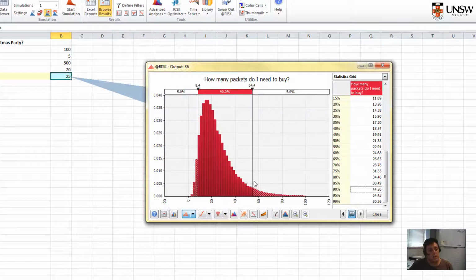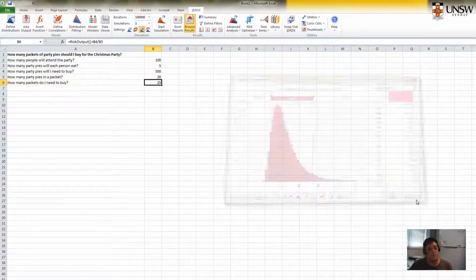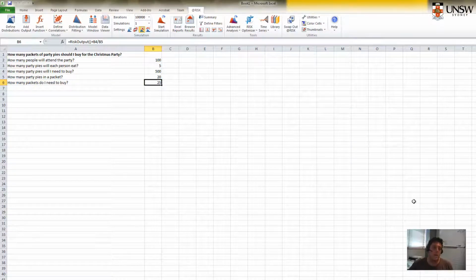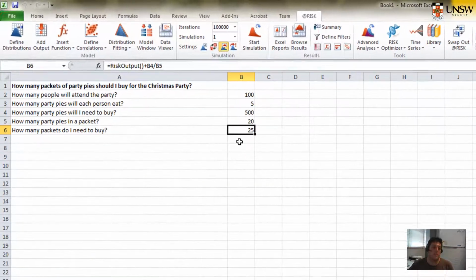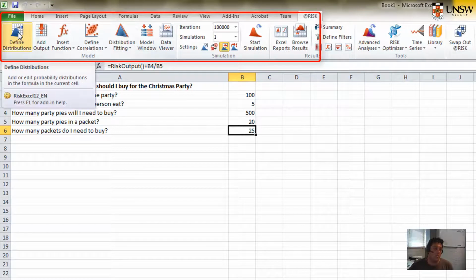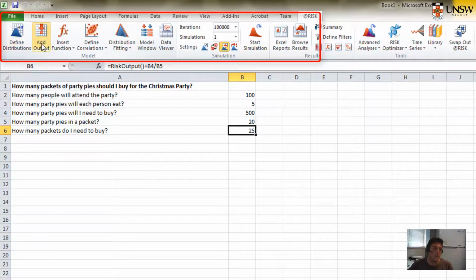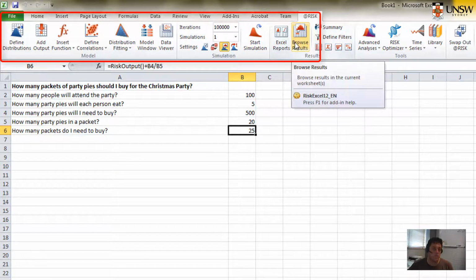So that's a Monte Carlo simulation. That's how we can run it using @RISK. It's a very simple, trivial example, but hopefully it's enough to get you to start playing around with the defined distributions, the add output, the number of iterations, starting the simulation, and browsing the results functions.